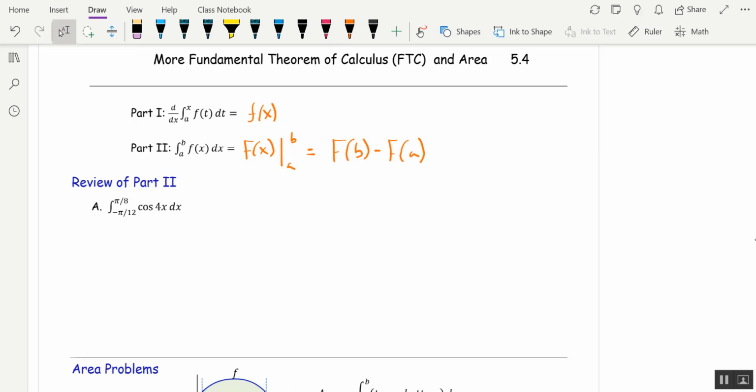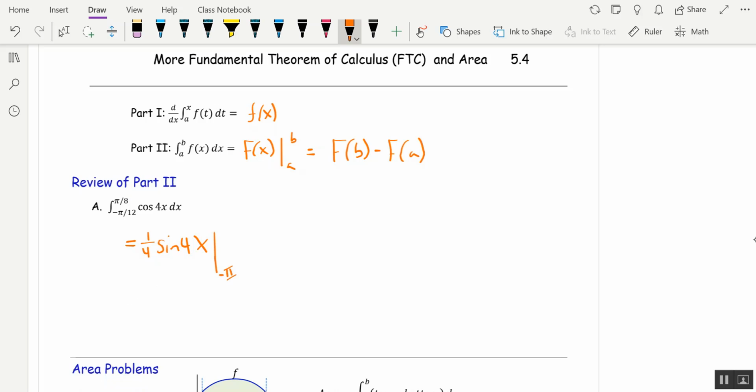So let's review part 2. Let's evaluate this integral here. First, we need an antiderivative. So this is equal to 1/4 sine of 4x, because the derivative of that function is cos 4x.